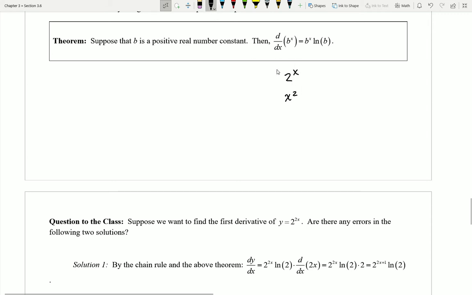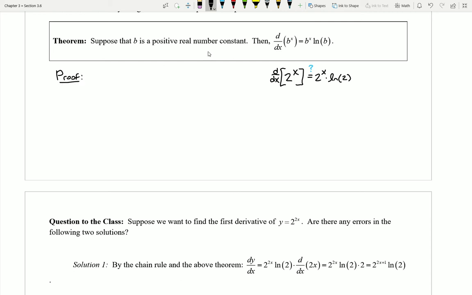Well, according to what we have up above in the box, we're told that if I'm ever taking the derivative of a number to the power x, my answer should always be the same number to the power of x times the natural log of that number. But the big question at this point is, why? How do I know that that's actually true? So what we're going to do here is quickly prove this result.